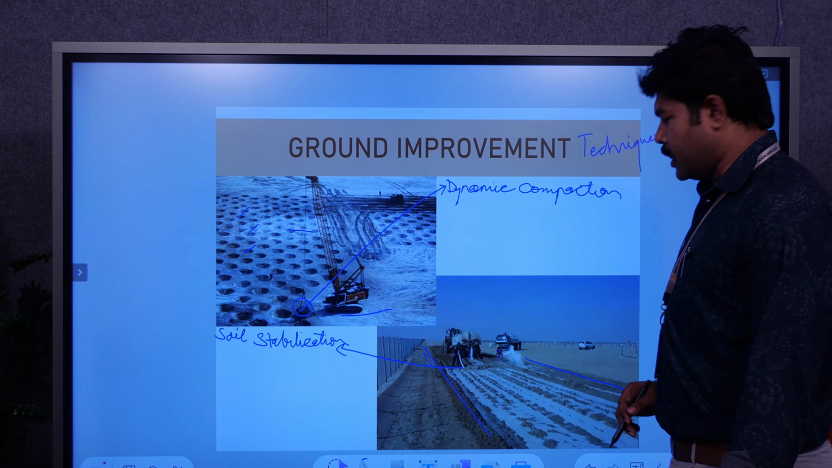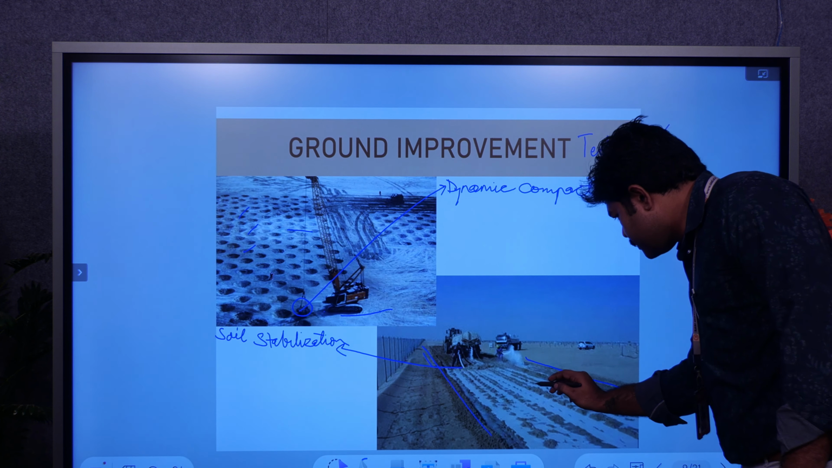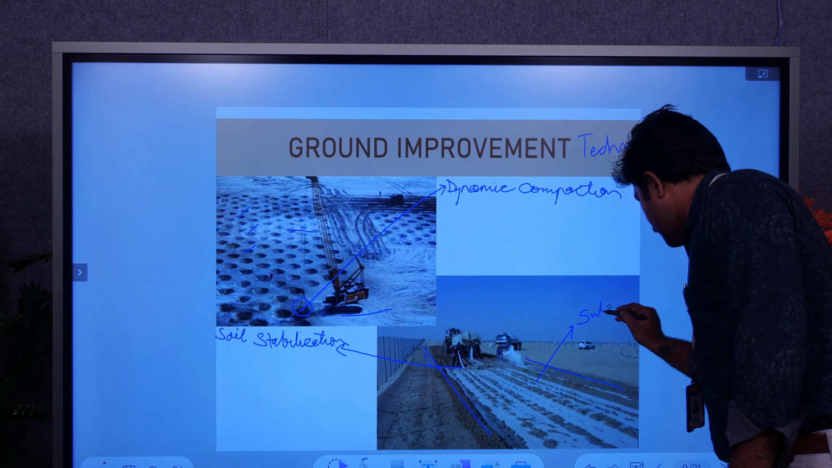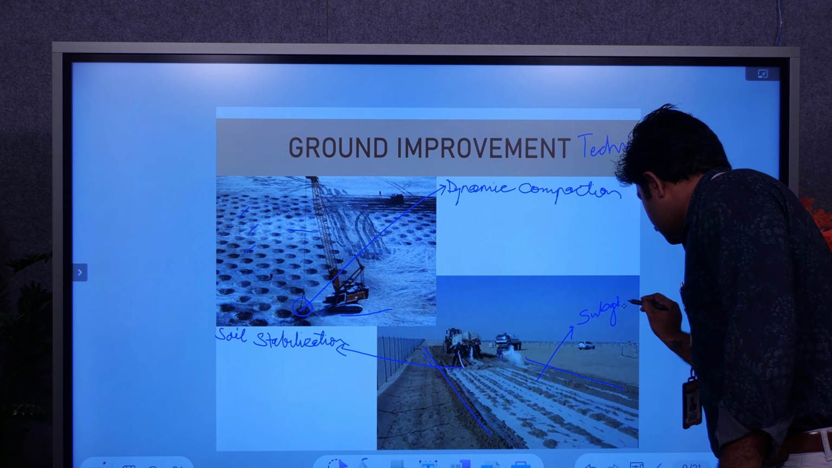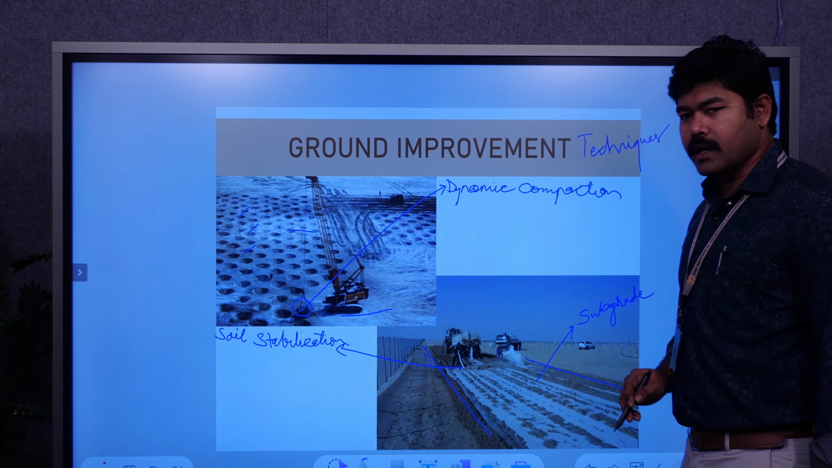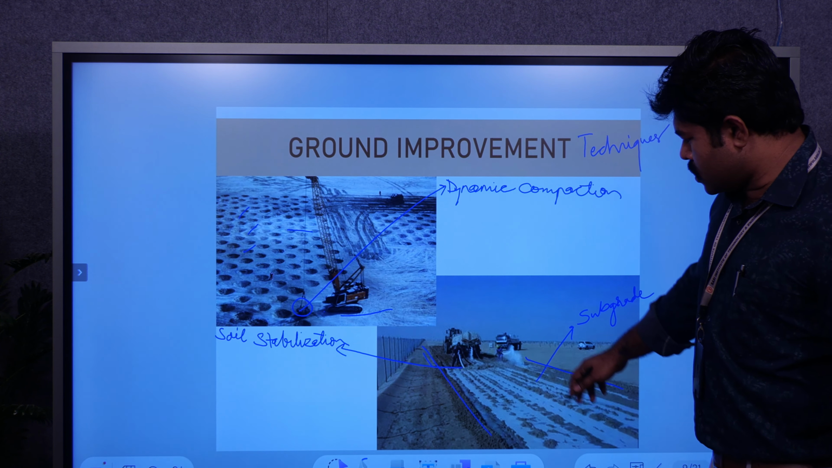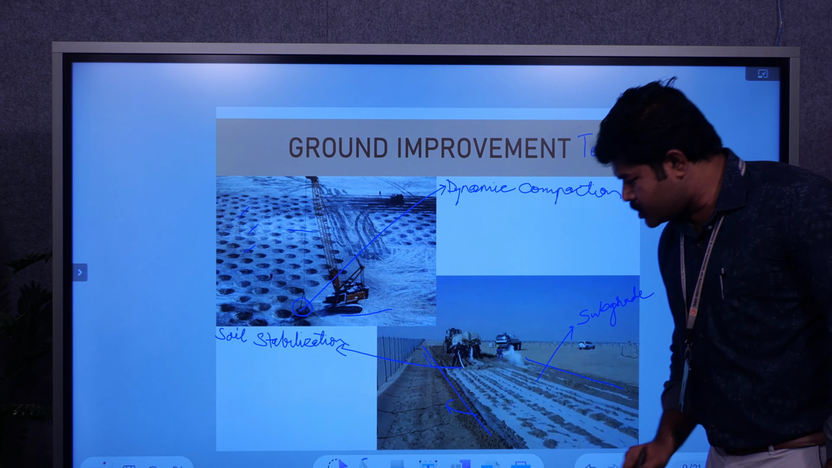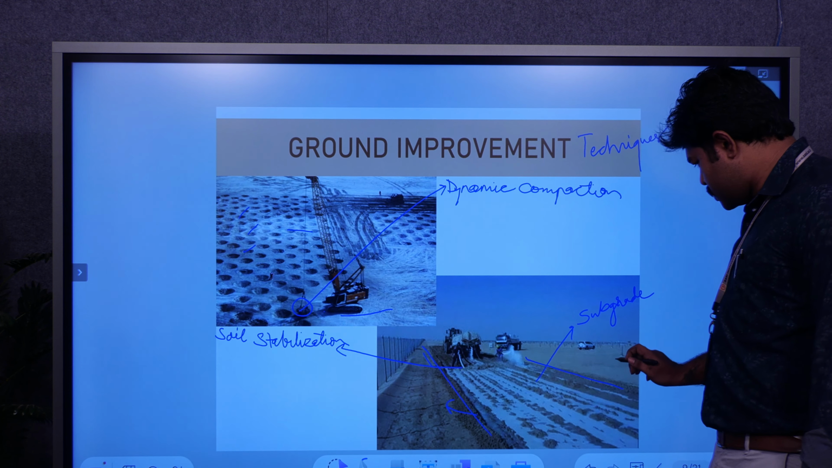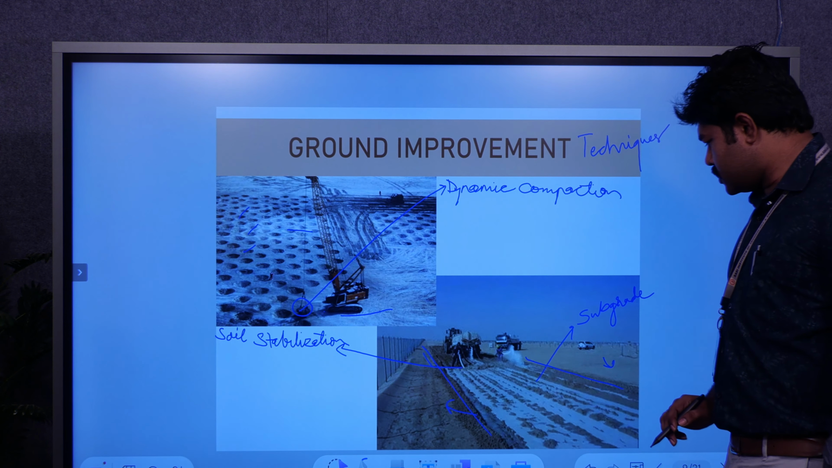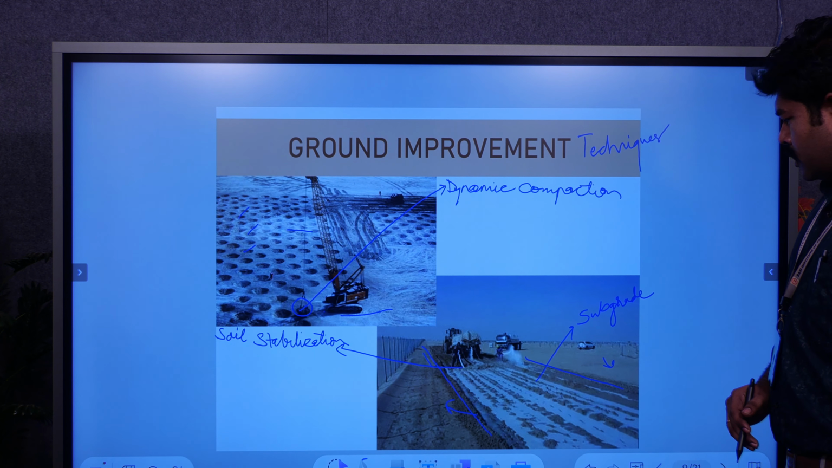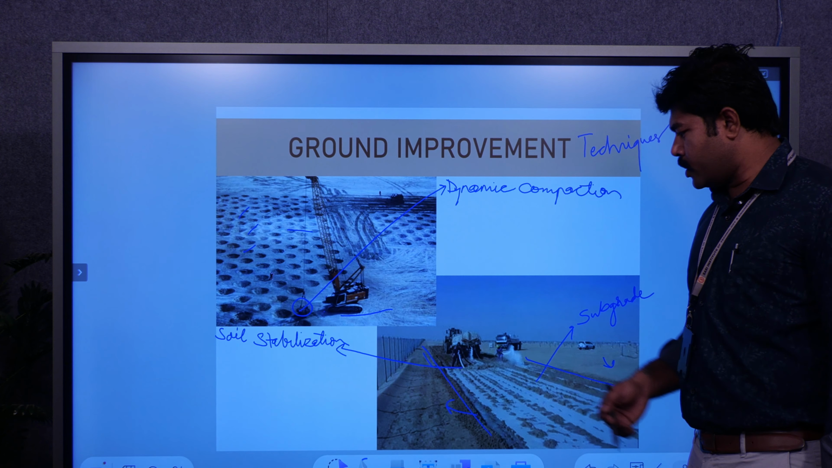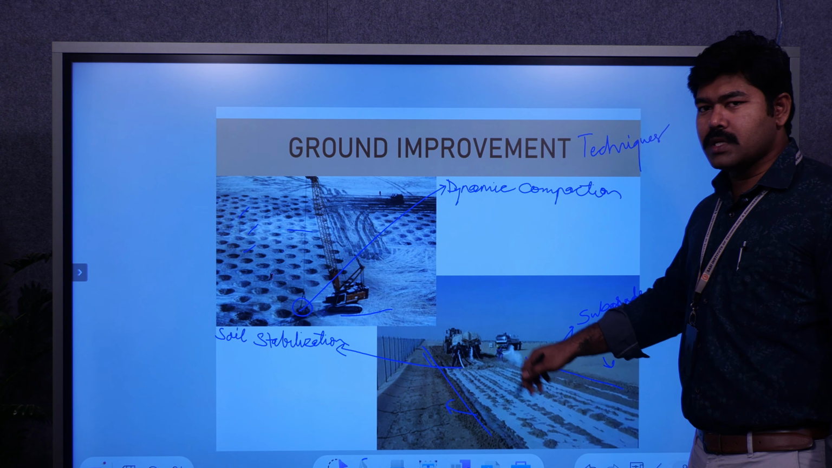If you see here, the people are working on the site where they are constructing a road. It is a subgrade, the first layer of the road pavement. Here people are working the pulverized soil. Pulverized means loosened soil. In this field the soil may be in a dense form, but whenever we are going to stabilize, we need to loosen this soil.